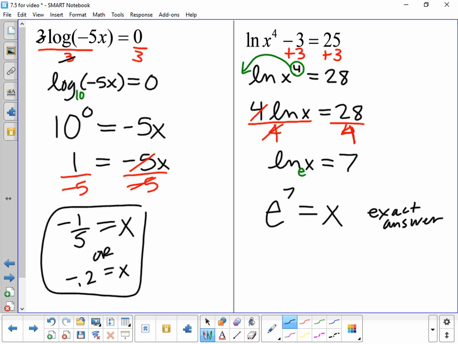But if we wanted a decimal approximation for that, we would go ahead and use our calculator. Remember, there's an e button. You would use the second button and the LN on most calculators, or sometimes there's another e somewhere over by the pi button. So e to the 7th power is equal to 1096.633. So this would be a decimal approximation of e to the 7th.